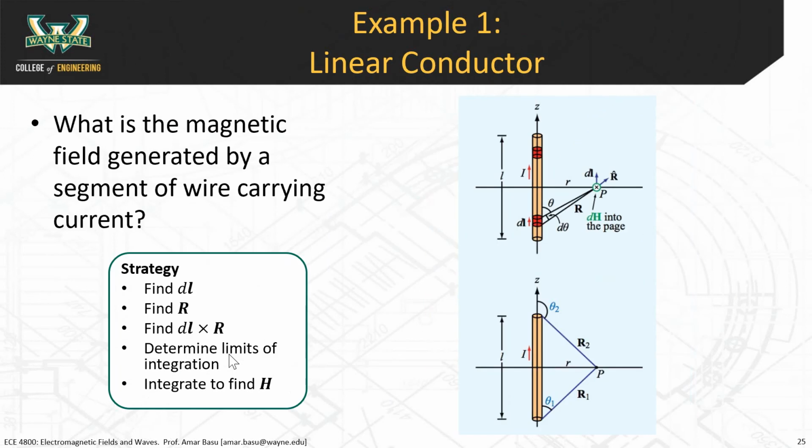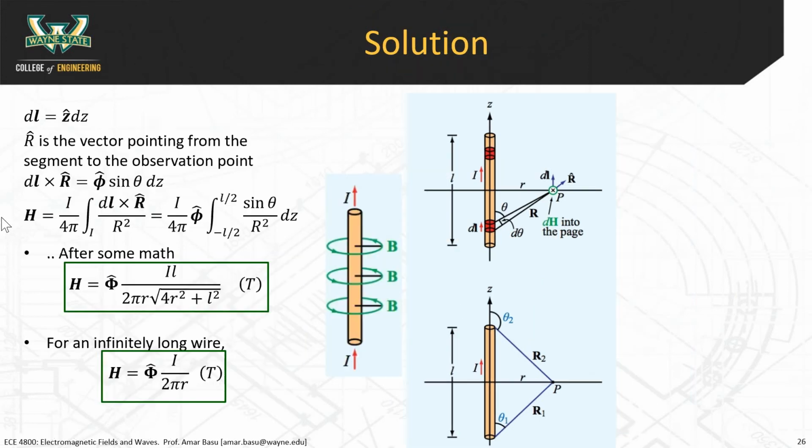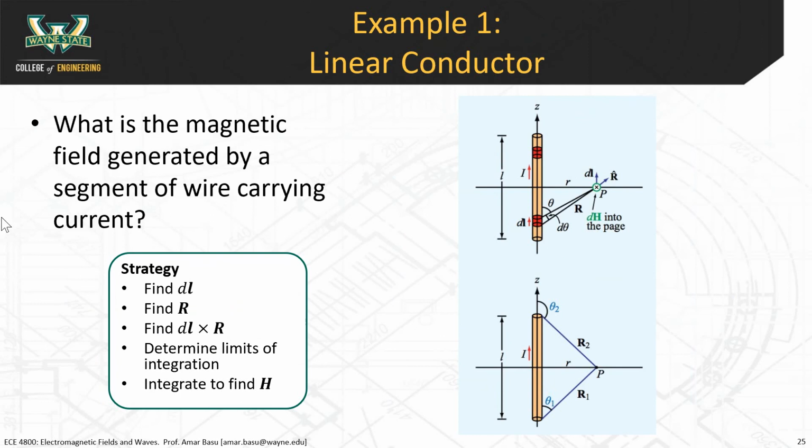All right, so let's do one example of a linear conductor. The question is, what is the magnetic field generated by a segment of wire carrying current? I'm going to show you how to set up the problem, and then we'll spend a little more time on the second example, because this one involves a lot of math. So I want to show you the strategy of how to set it up, and then we'll show the results at the end.